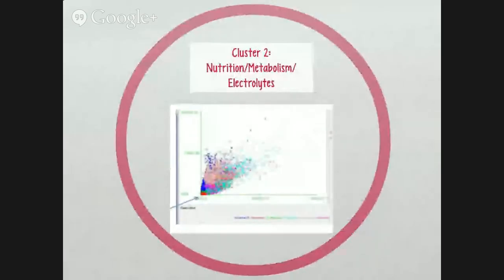Cluster 2, nutrition and metabolism. Orlando, Florida was the culprit for cluster 2. On average, the discrepancy was around $21,244 that medical providers were charging Medicare, but Medicare was actually only paying $5,821 to these medical providers.